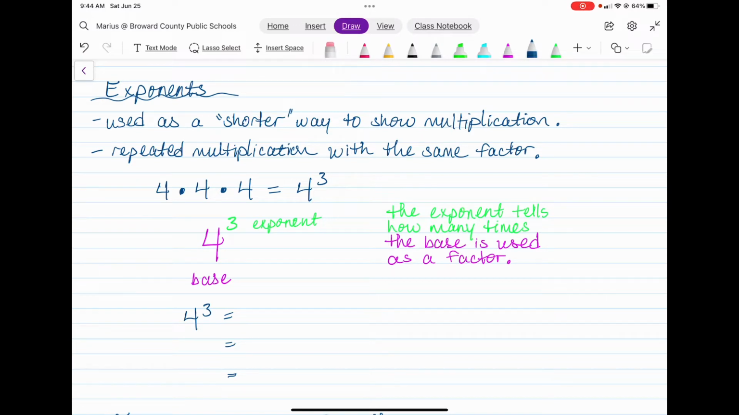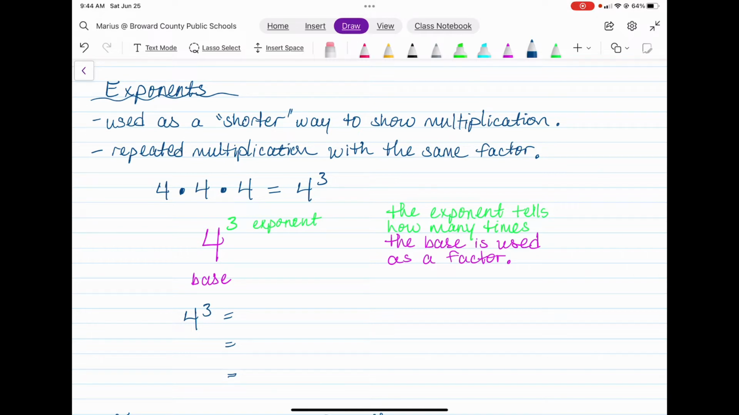Today's lesson is going to be on exponents. Exponents are used as a shorter way to show multiplication. In other words, exponents are repeated multiplication with the same factor, okay? So, 4 times 4 times 4 can be written as 4 to the third power, or 4 cubed.